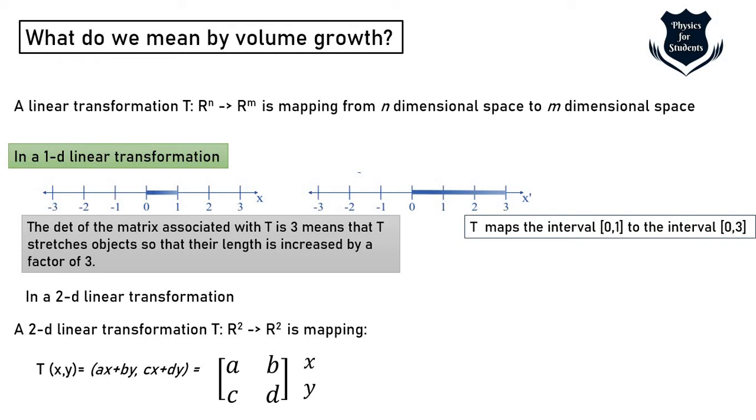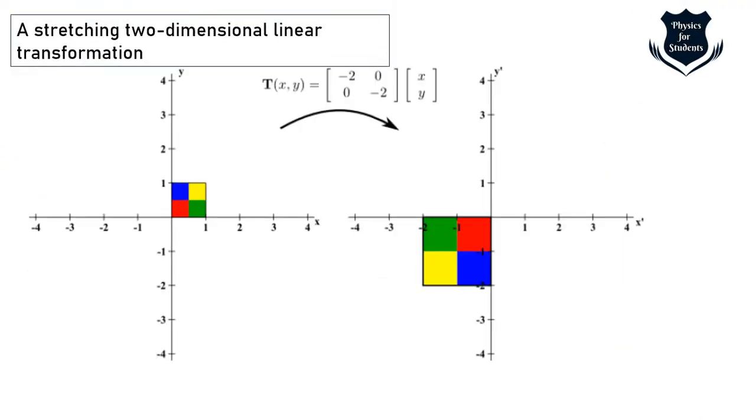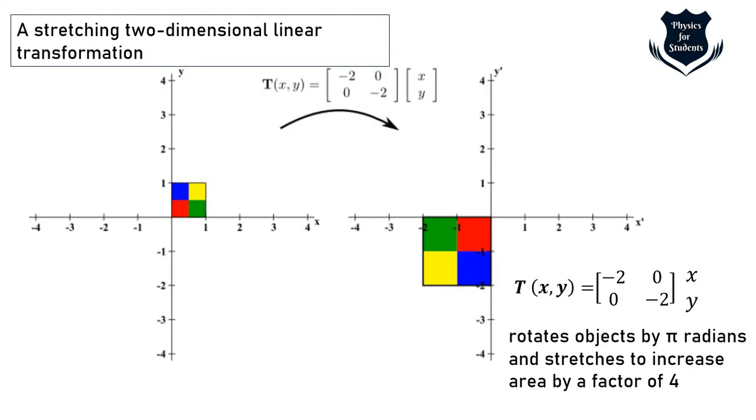Now, in a two-dimensional linear transformation, say for example, if I consider the mapping of the matrix A, B, C, D followed by X, Y, this can be shown something like this, right? You can see that the entire object rotates by pi radians, and it stretches by a factor of 4. Here T maps the square into a parallelogram, and it rotates also. So this is a stretching in two-dimensional linear transformation.